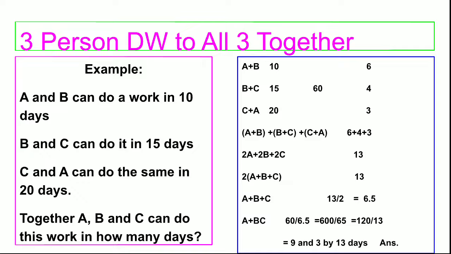So A plus B plus C can do the work with total work units 60 divided by their efficiency 6.5, which means 9 and 3 by 13 days.